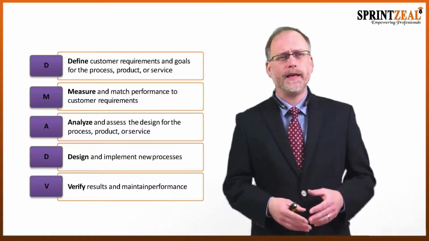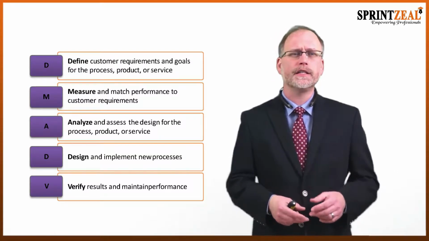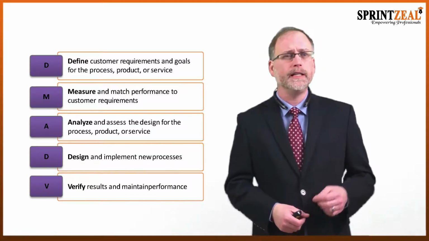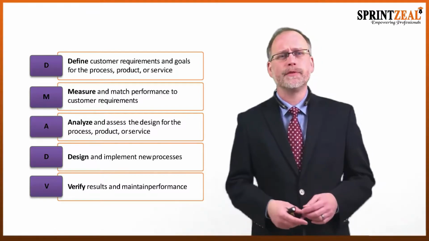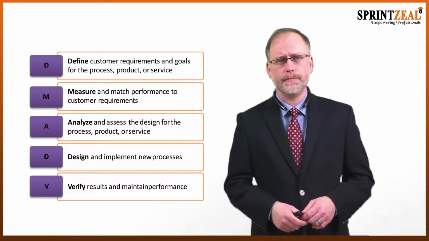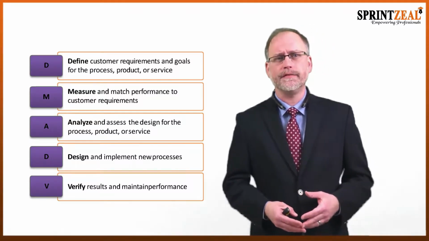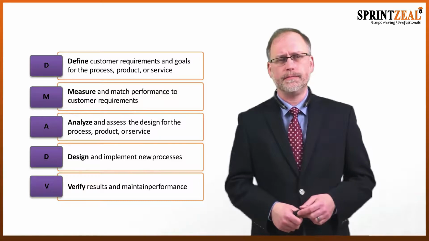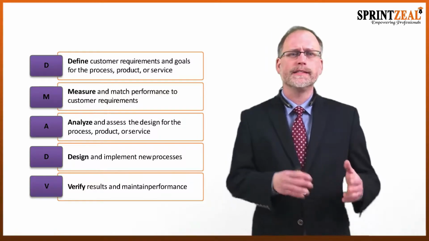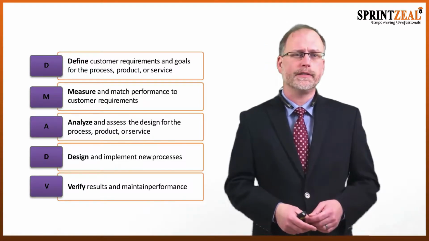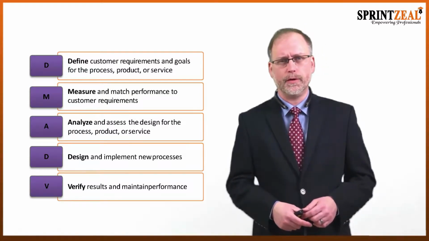In the define phase of DMADV, we define the customer requirements and goals for the process, product, or service. In the measure phase, we measure and match performance to our customer requirements. In the analyze phase, we analyze and assess the design for the process, product, or service. In the design phase, we design and implement the new process, and then finally, we verify the results and maintain the performance moving forward.